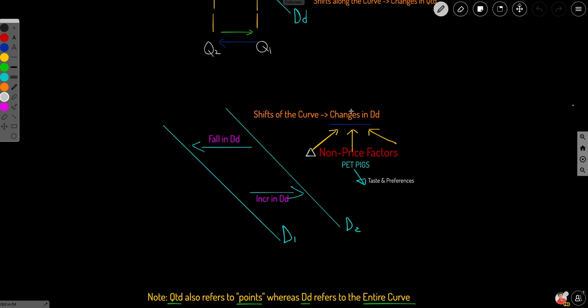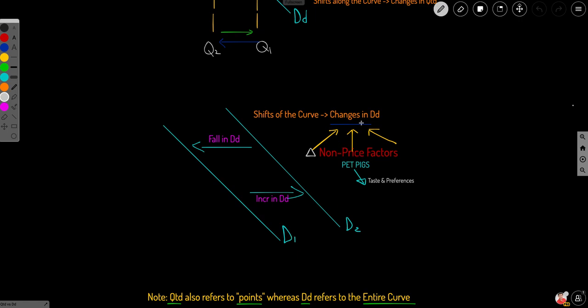For changes in demand, we are looking at shifts of the entire curve. For example, over here, there is a fall in demand. The demand curve shifted leftwards from D2 to D1. That's a fall in demand. Over here, you have an increase in demand. The demand curve shifted rightwards from D1 to D2. So when we say change in demand, it is referring to the shift of the entire demand curve.